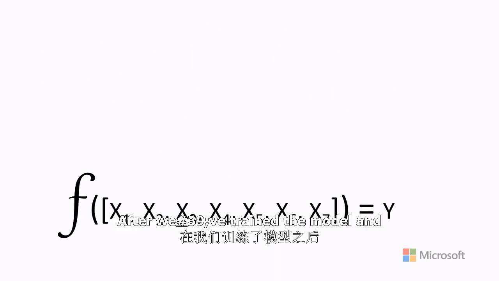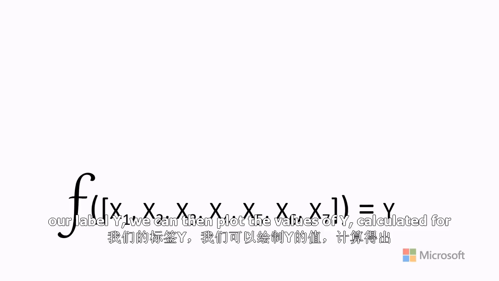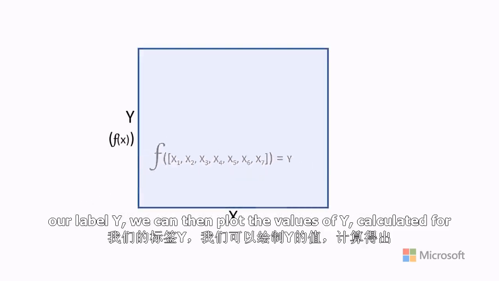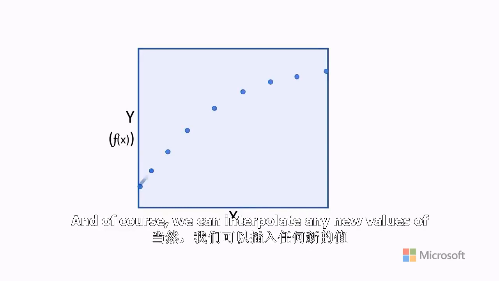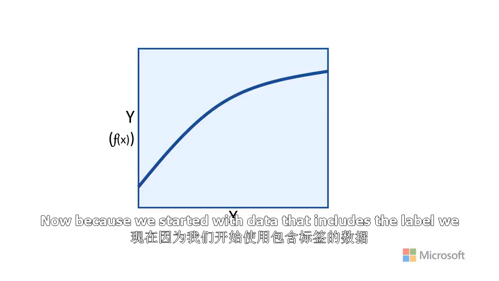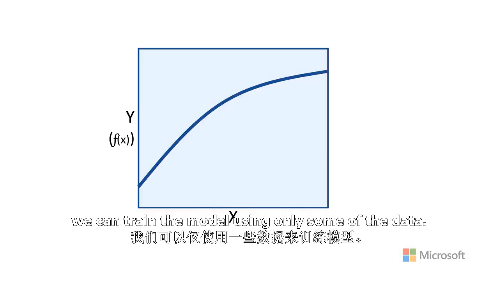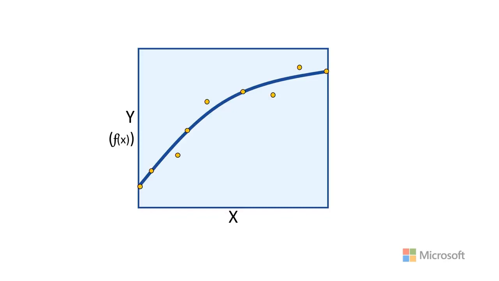After we've trained the model and we have a generalized function that can be used to calculate our label y, we can then plot the values of y calculated for specific features of x values on a chart like this. And of course we can interpolate any new values of x to predict an unknown y. Now because we started with data that includes the label we're trying to predict, we can train the model using only some of the data and withhold the rest of the data for evaluating model performance.